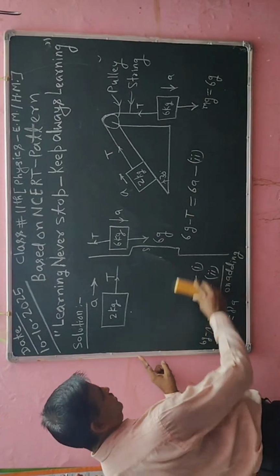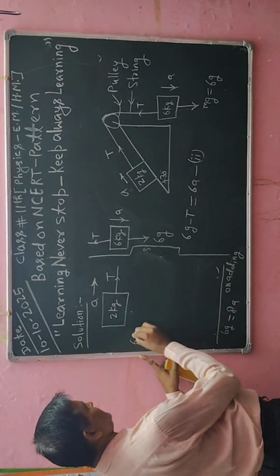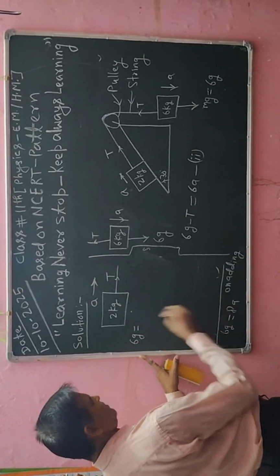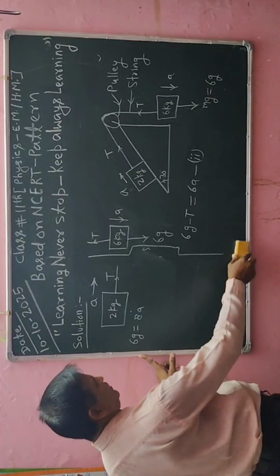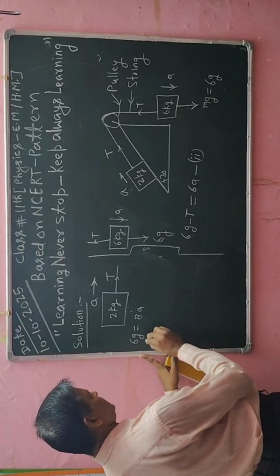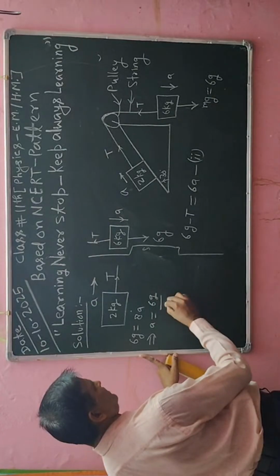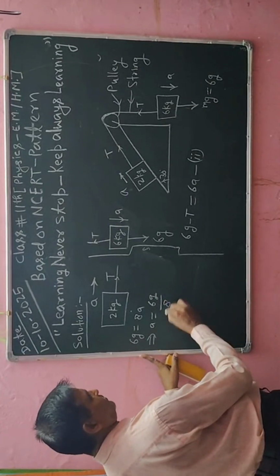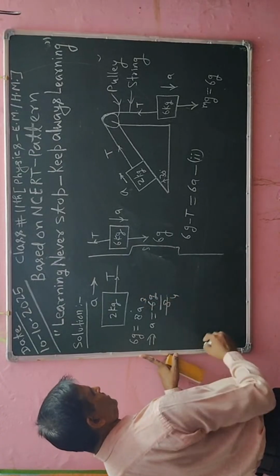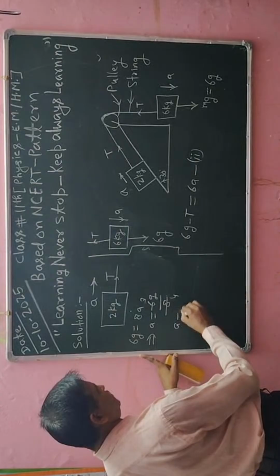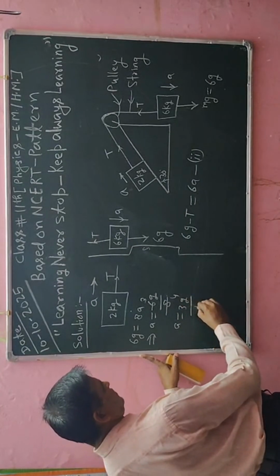So here I am going to erase, and after erasing here I have got 6g, which is equal to, I have written here 8a. Now further I will get the value of a. So in other words we can say that a is equal to 6g divided by 8. So I will simplify. 2 4 is 8, 2 3 is 6. So here I will write a is equal to 3g divided by 4.